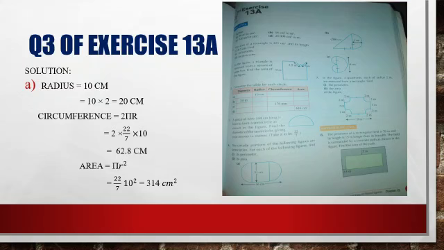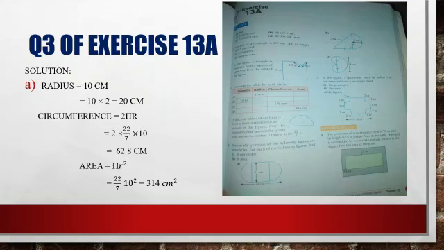And for area, pi r square, formula is pi r square. Just plug in the values. In place of pi, you'll write 22 over 7. In place of radius, you'll write 10. So 10 squared will give you 100 times 22 over 7 will give you 314 centimeters square. I have rounded off it. You can check it from calculator.